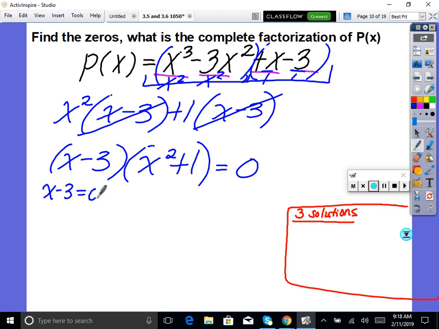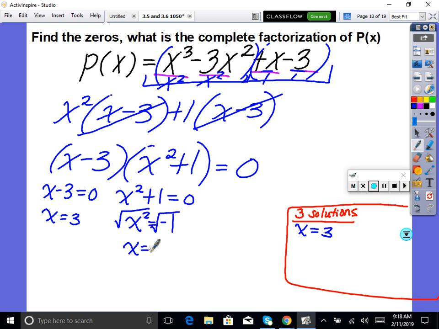X minus 3 equals 0, x squared plus 1 equals 0. So now I'll add 3, x equals 3 is a solution. Right here, don't do it in your head. Subtract 1, x squared equals negative 1. Square root both sides. X is equal to plus or minus i. So I would like you to write them out. X equals i, x equals negative i. Questions on that? Pretty easy, right? If you know what you're doing, that was not hard.